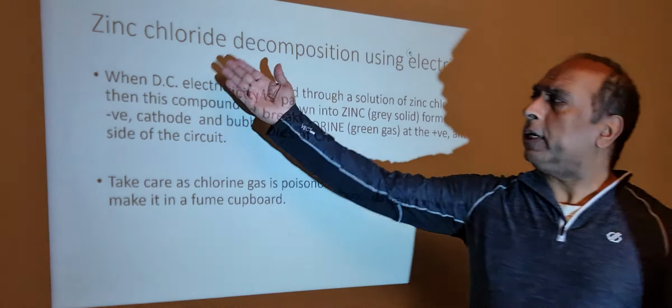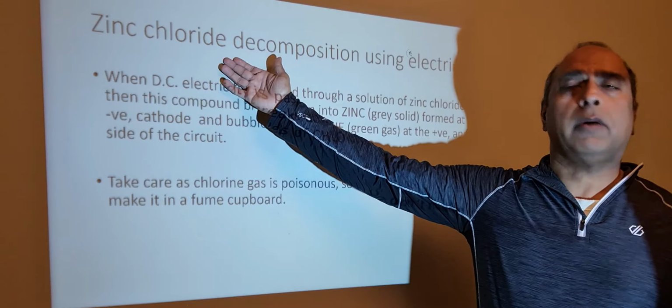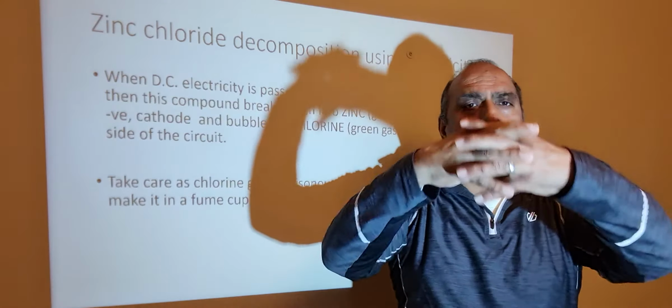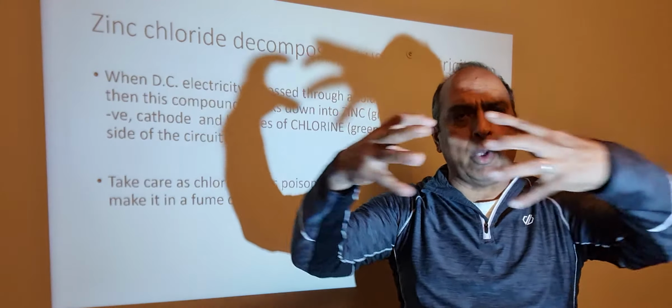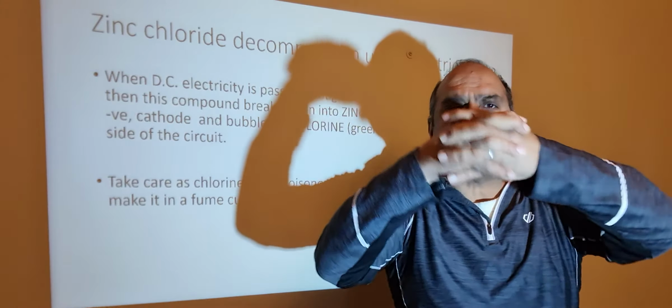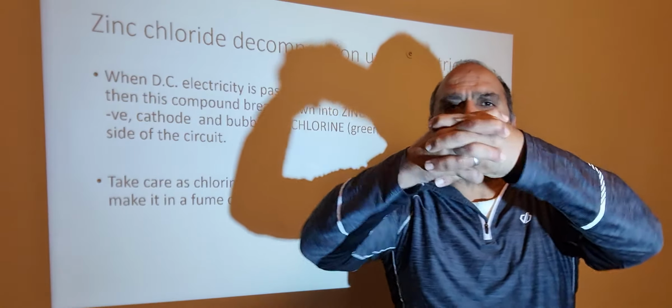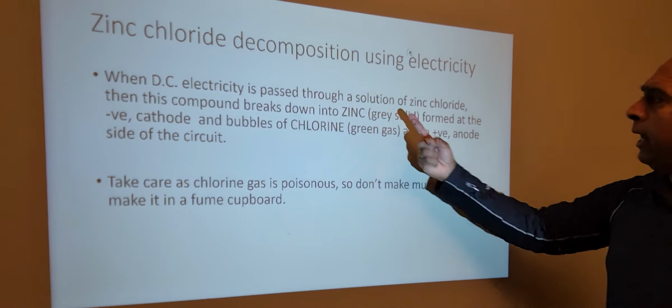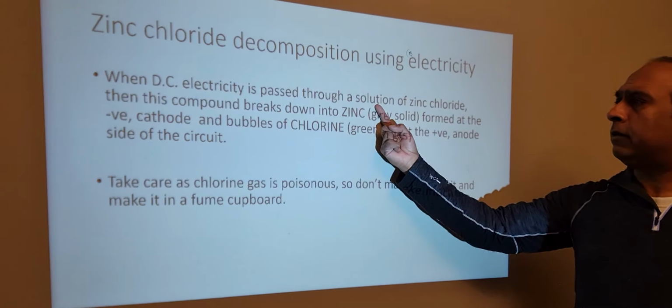So you take zinc chloride as a compound. How do you know it's a compound? Well, the name gives it away. Zinc with chlorine as a compound. So zinc chloride compound will be zinc and chlorine joined together. If you take that chemical, zinc chloride, and dissolve it, then you get a solution of zinc chloride.